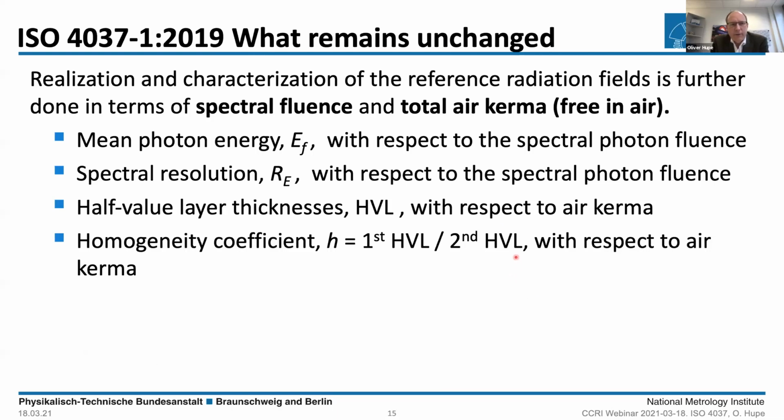Unchanged also remained that the mean photon energy is related to the spectral photon fluence. The spectral resolution remains related to the spectral photon fluence. The half-value layer thickness is determined with respect to air kerma. It's the same as in the old version. And the homogeneity coefficient, that is the ratio between the first and second half-value layer thickness, is also still with respect to air kerma. So the characterization of the field is still done in air kerma.